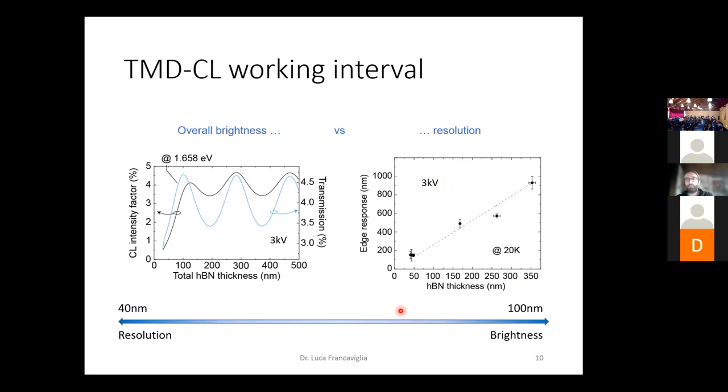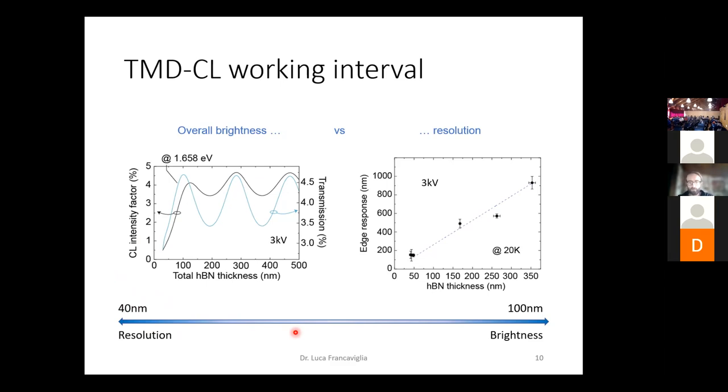If on the contrary, your goal is to increase the spatial resolution, then you want to go towards thinner HBN. But at some point you will hit a limit in the weakness. You will have a signal that is too weak. So we realized that, for instance, around 40 nanometers of HBN thickness, you are already at about 25% or so of the maximum signal that you could get. And you are already well beyond the diffusion limited spatial resolution that would come from, for instance, far field optics. So in practice, we see that quite often 40 nanometers is sort of the lower limit to do easily hyperspectral mapping of TMDs.